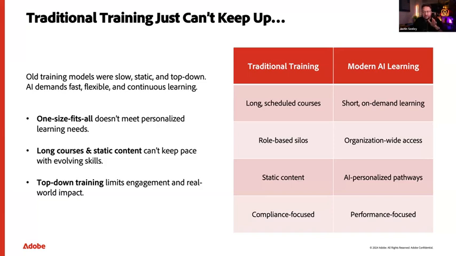Long courses and static content, it's not enough. It can't keep pace with evolving skills. It's not something that we can do anymore. We have to be more targeted with this, with short on-demand learning. Everybody around the org has to have access to this stuff. By the way, it can't be siloed based on department. I think everybody should have access to everybody's, unless it is a specific piece of learning that you need some sort of clearance to get a hold of or something like that. We need to make sure that everybody has access to everything, because we need to understand the full scope of how AI is being used in our organizations.